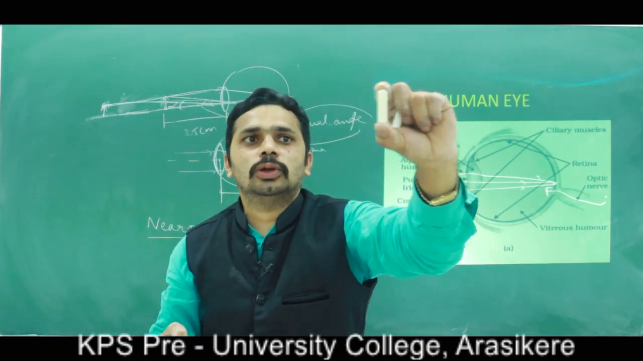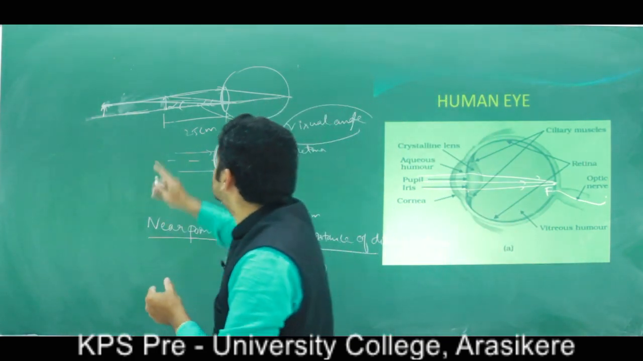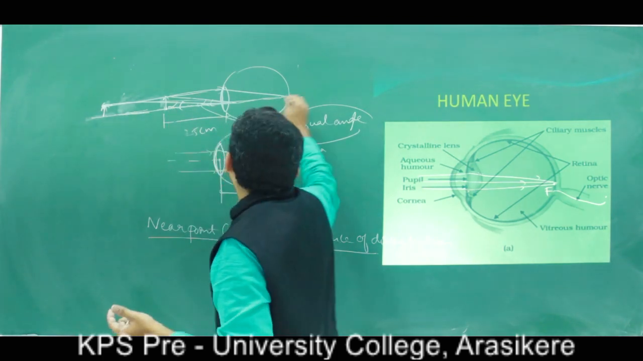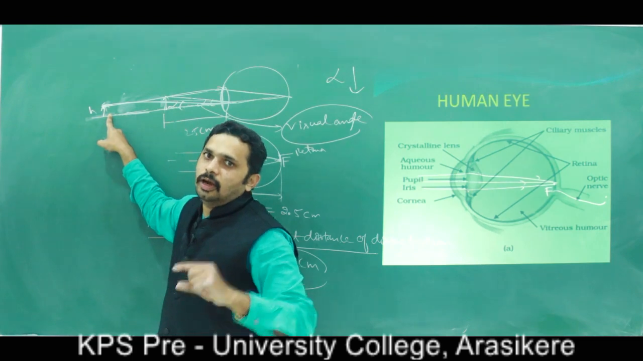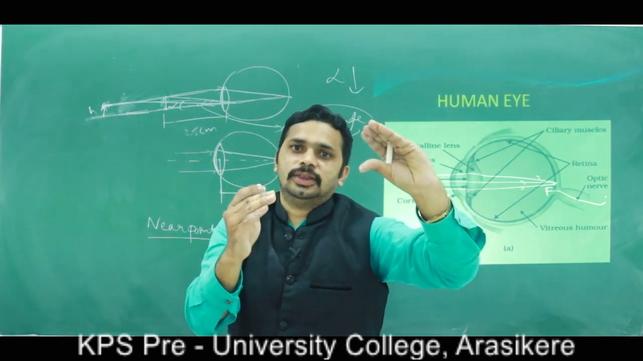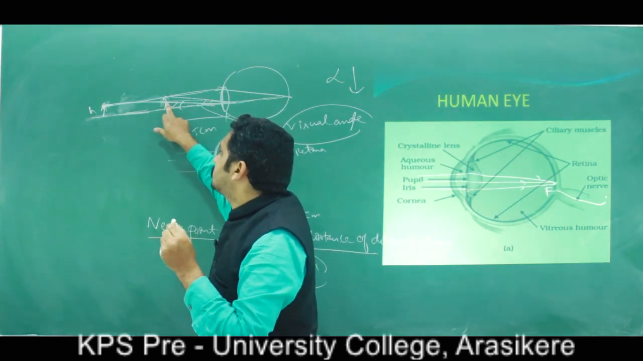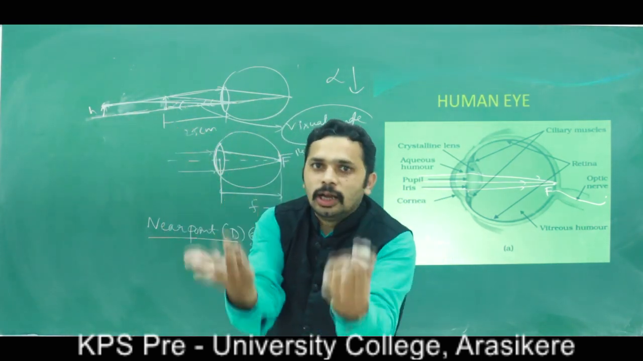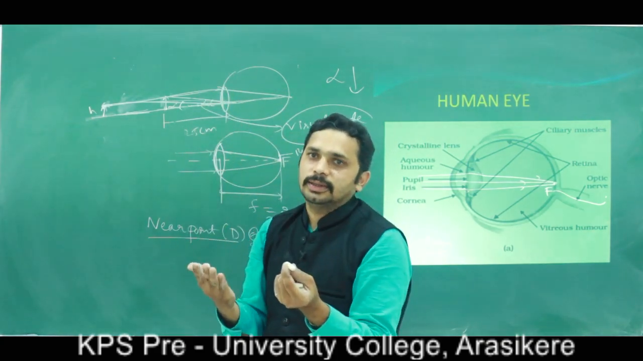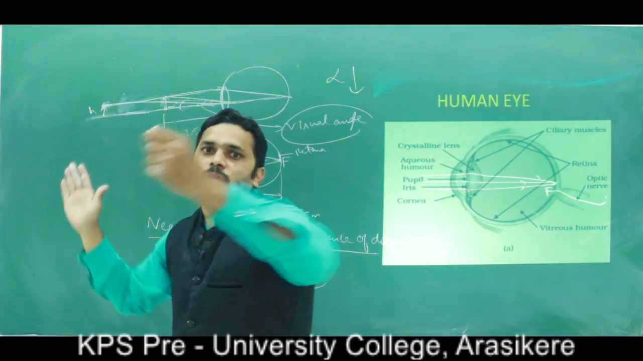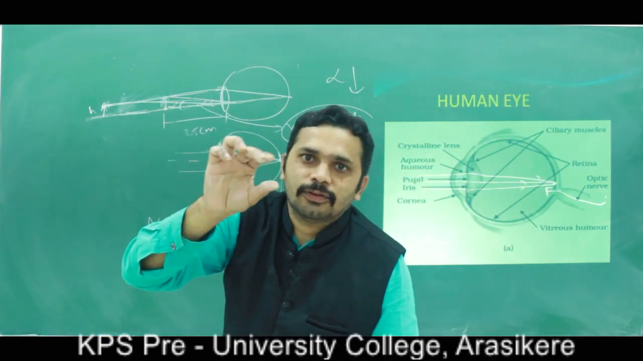The apparent size of the object decreases because the angle decreases. Know that when the visual angle decreases, the apparent size decreases, not the real size of the object. We know that if the object is closer, the visual angle is more. That's why the object appears bigger. The same object you take far away, the visual angle is less, and the apparent size of the object decreases.